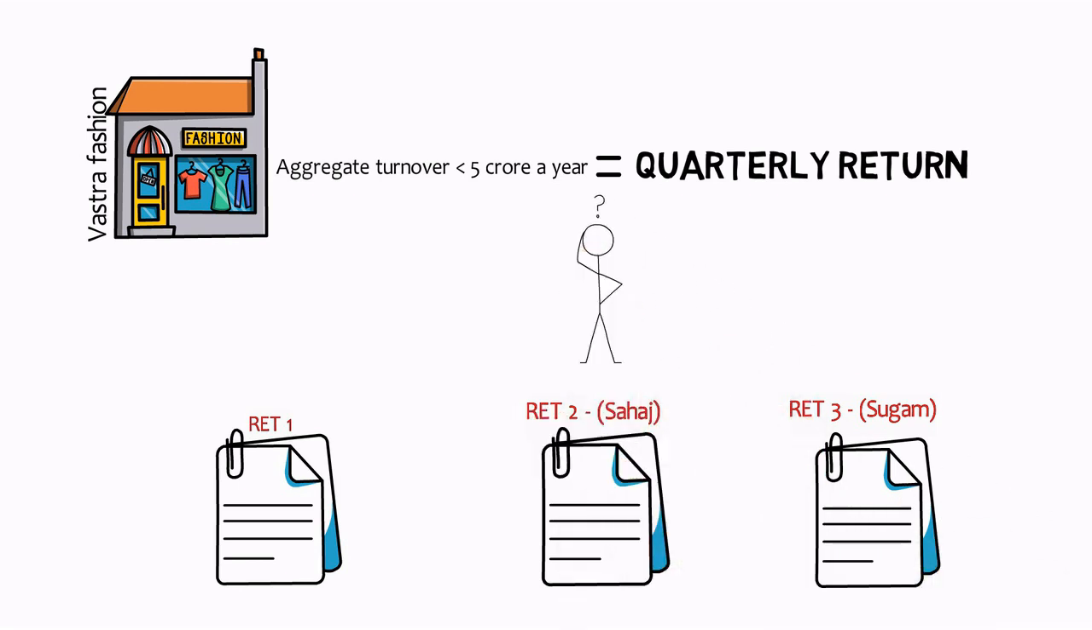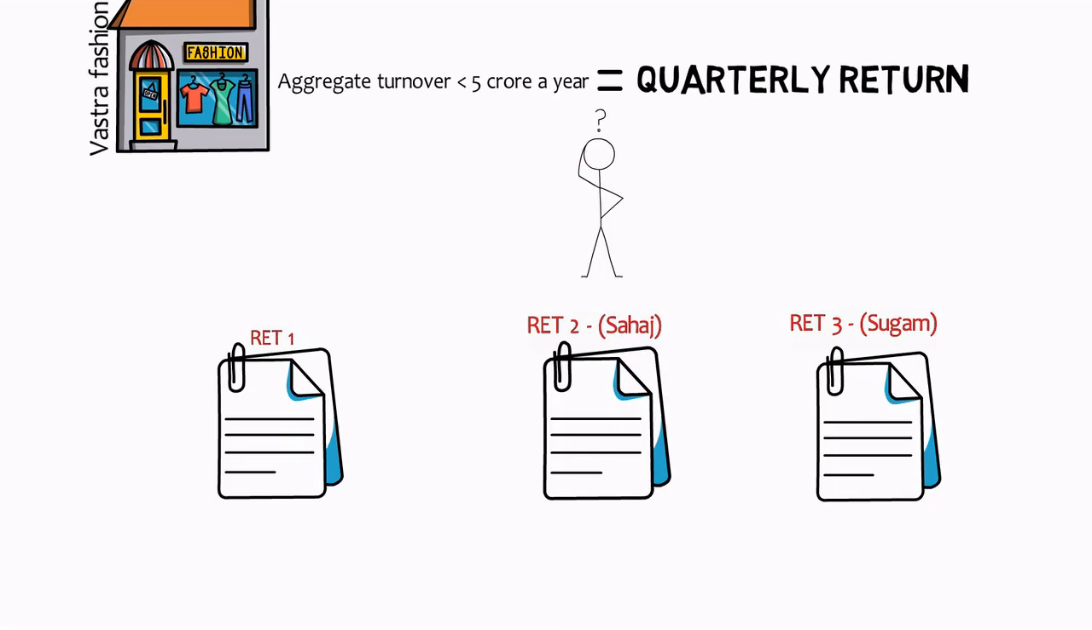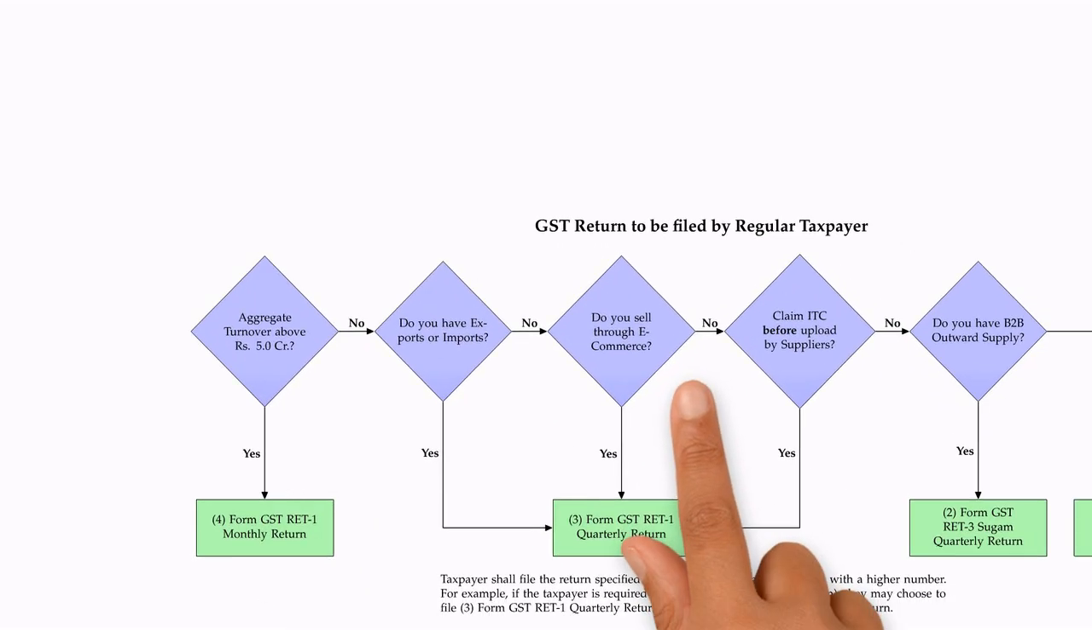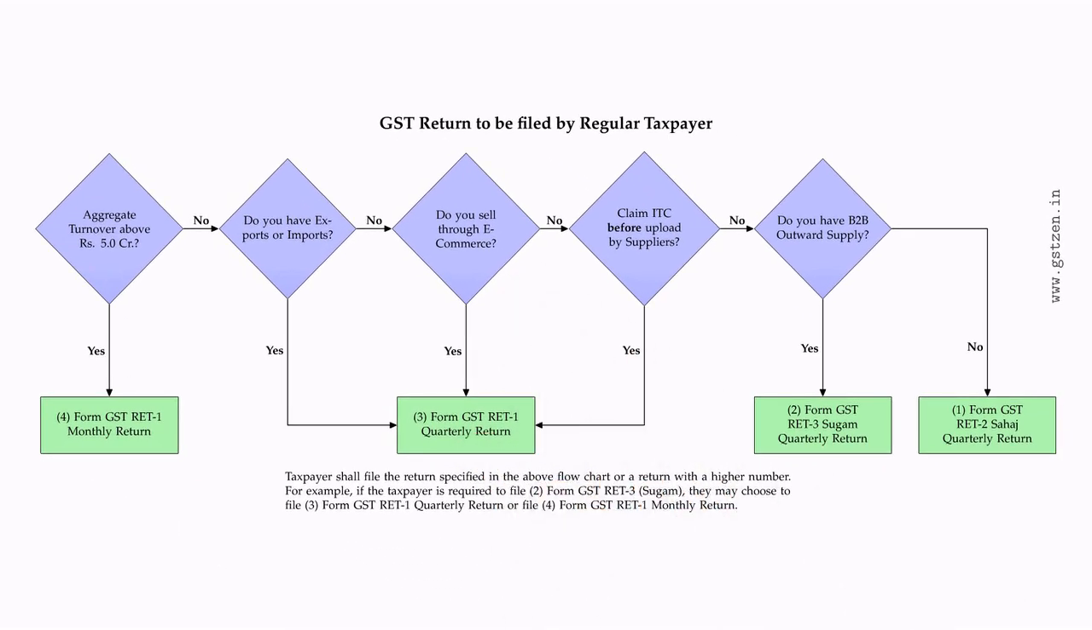Which form to use? Let's look at it in a little bit more detail. If the taxpayer has exports or sells through e-commerce or wants to claim ITC before the suppliers have uploaded invoices, they must file RET1 normal return. Taxpayers with only B2C sales can file RET2 Sahaj, and those with B2B sales can file RET3 Sugam. This flowchart explains this in detail, so please take a look.